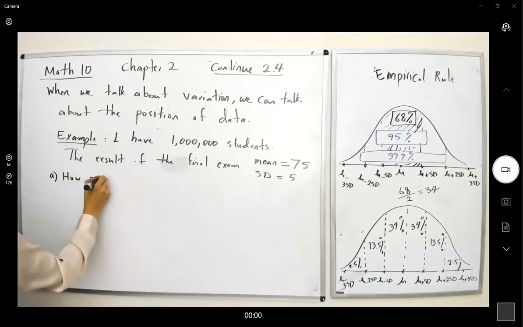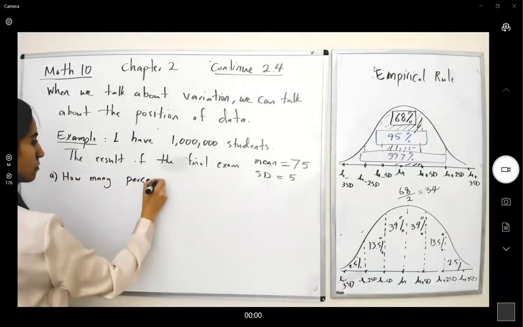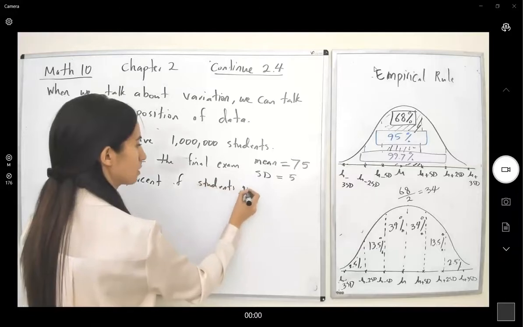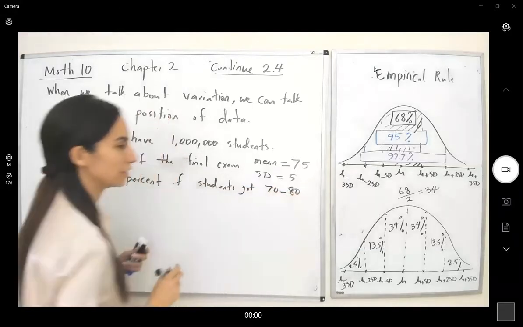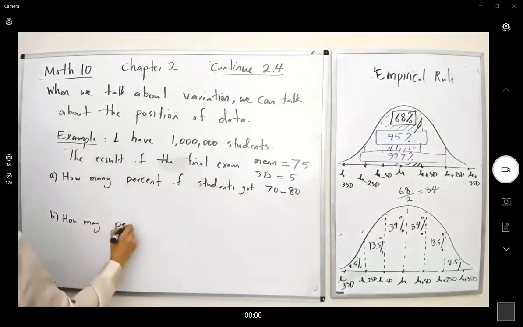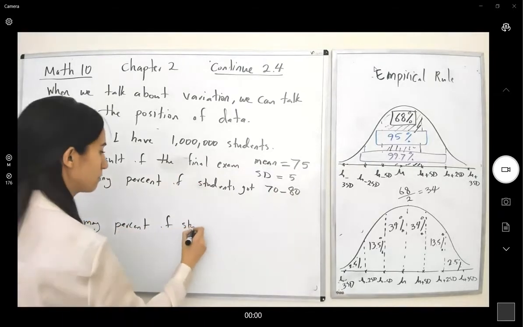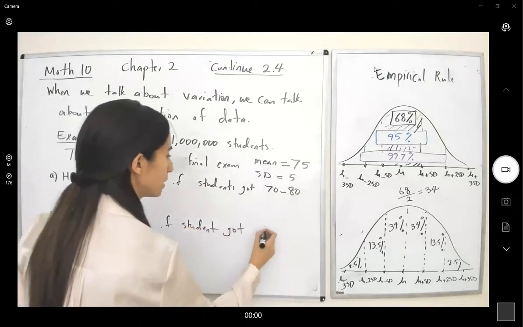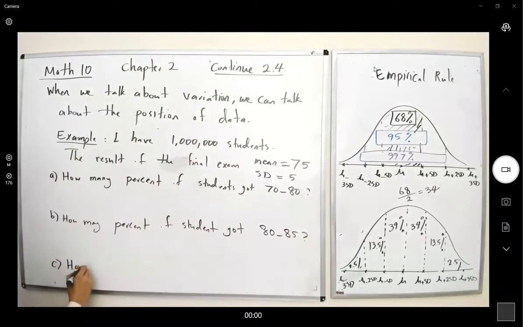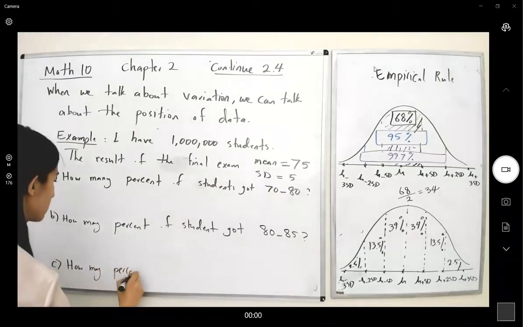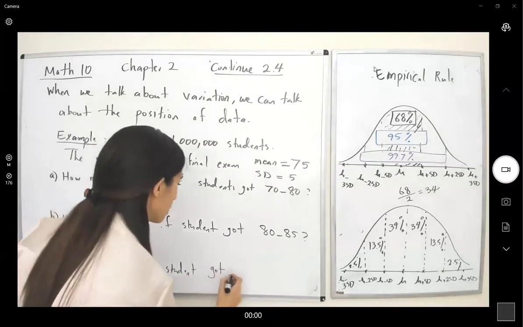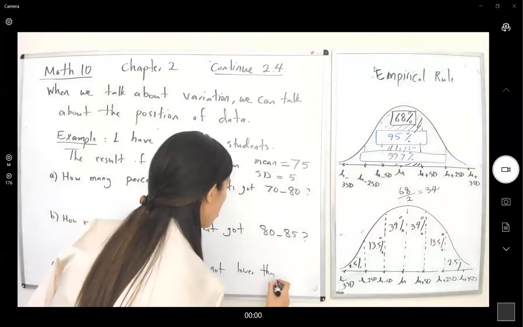How many percent of students got 70 to 80? Another question. How many percent of students got 80 to 85? And how many percent of students got lower than 65?